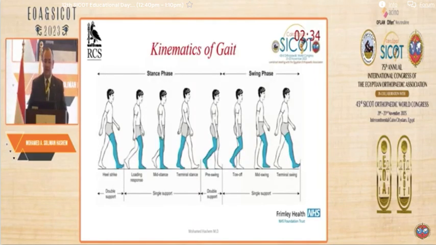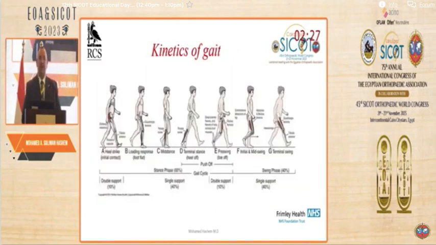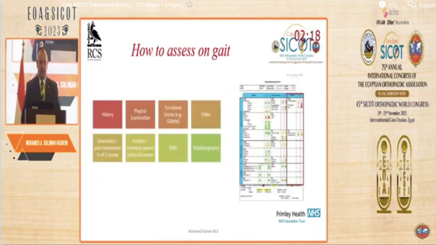Kinematics of gait, so stance, which is 60%, and swing, which is 40%, going through different phases. And this is a kinetic, what each muscle is working. And as we agreed, if the muscle is working in an eccentric contraction, it's more energy efficient.